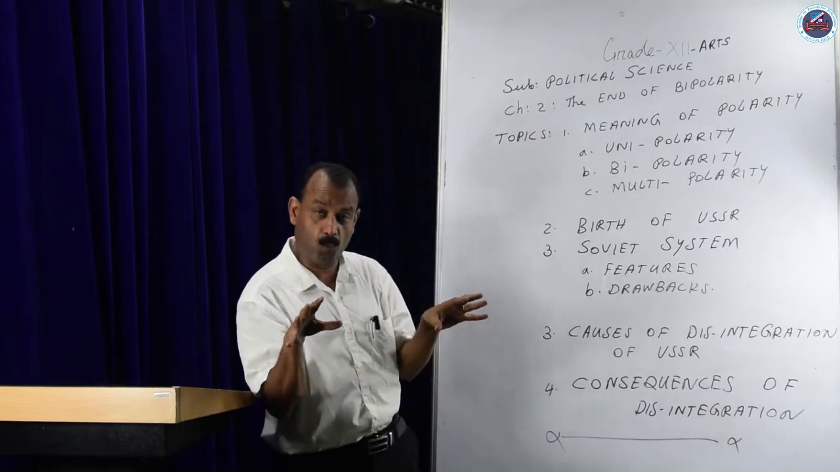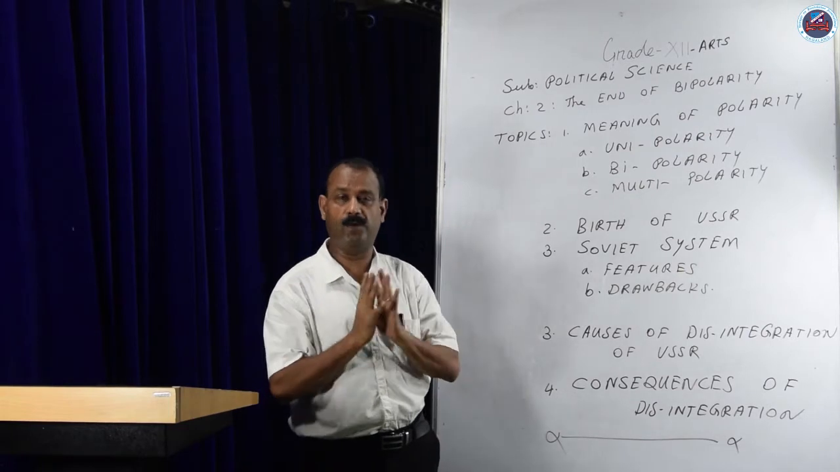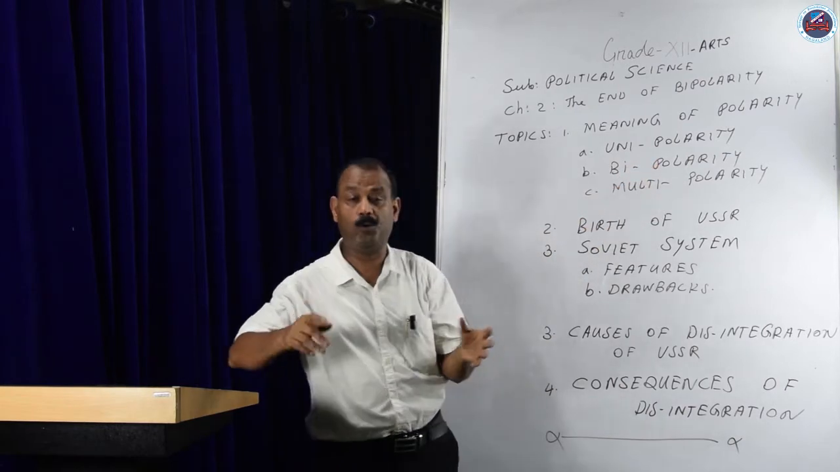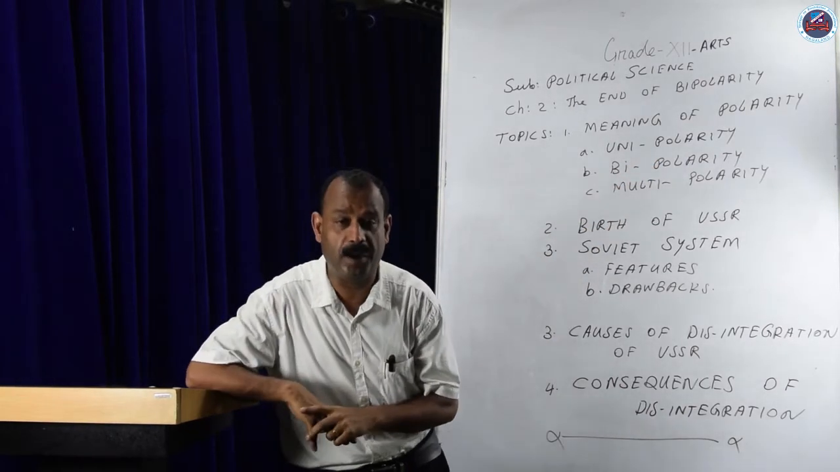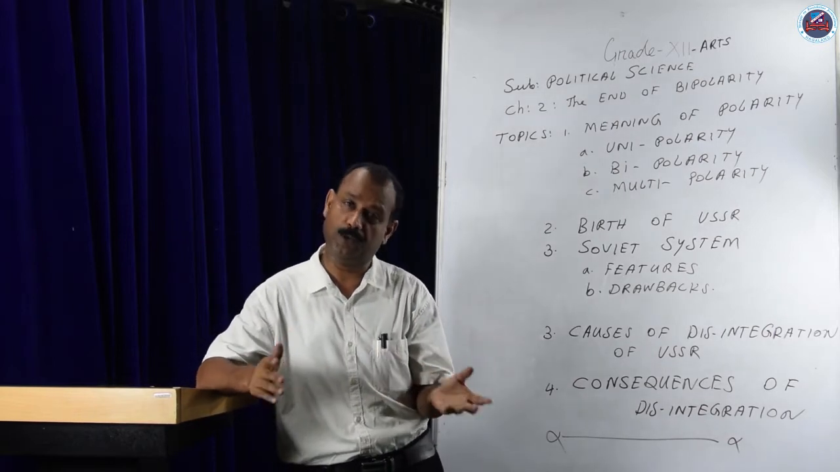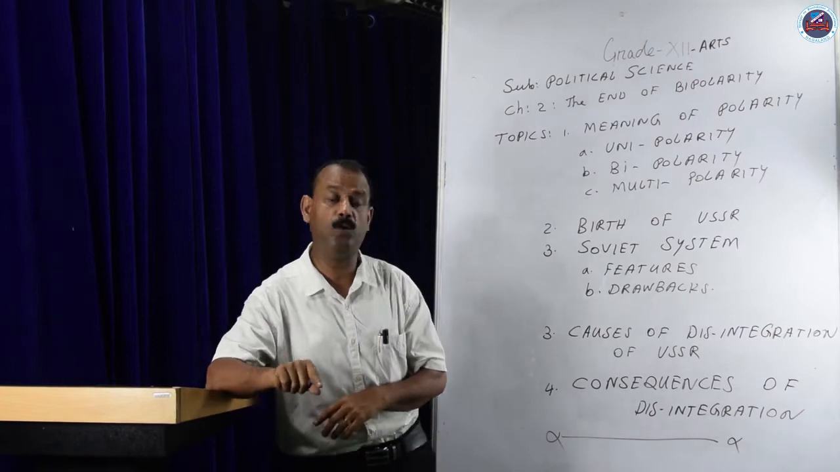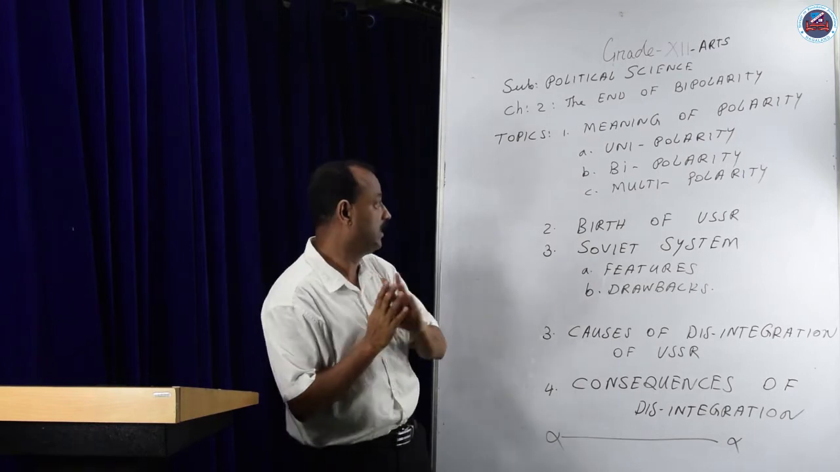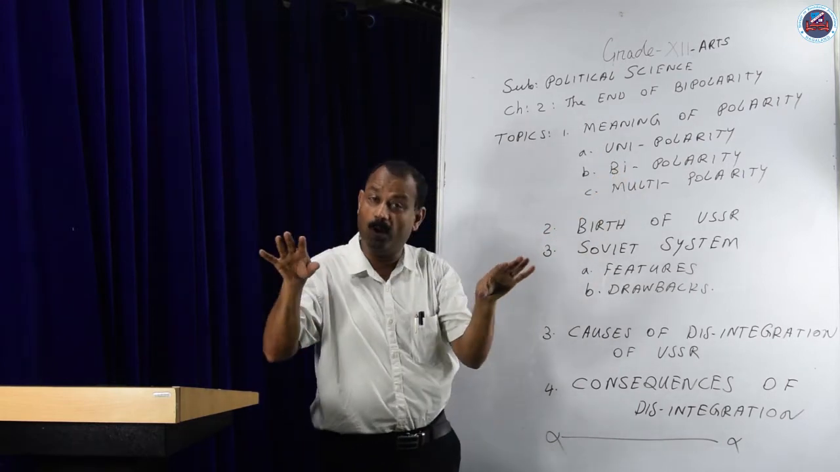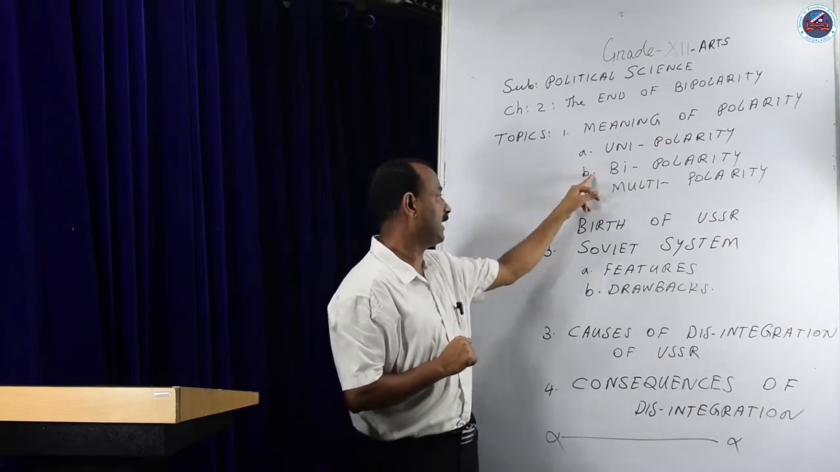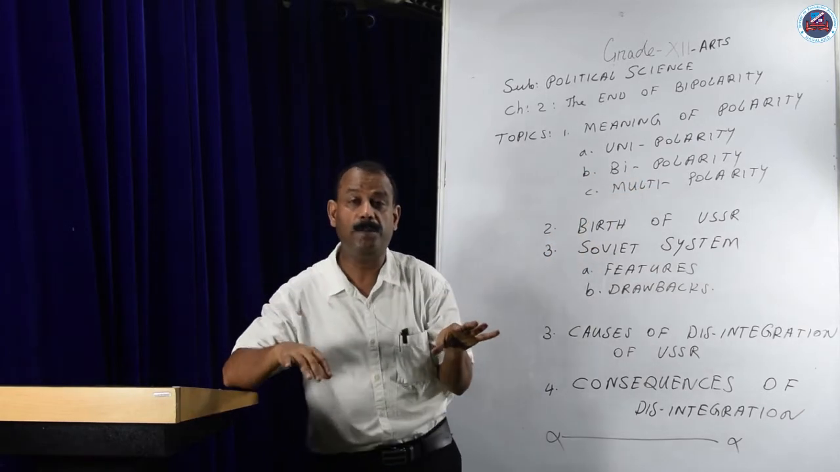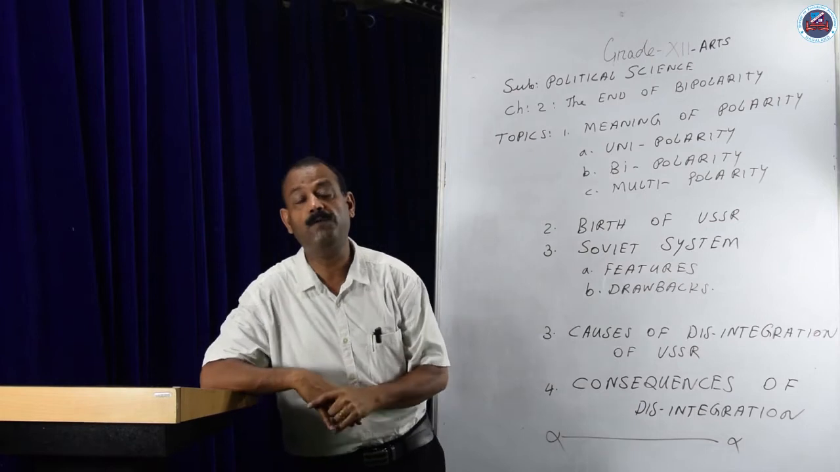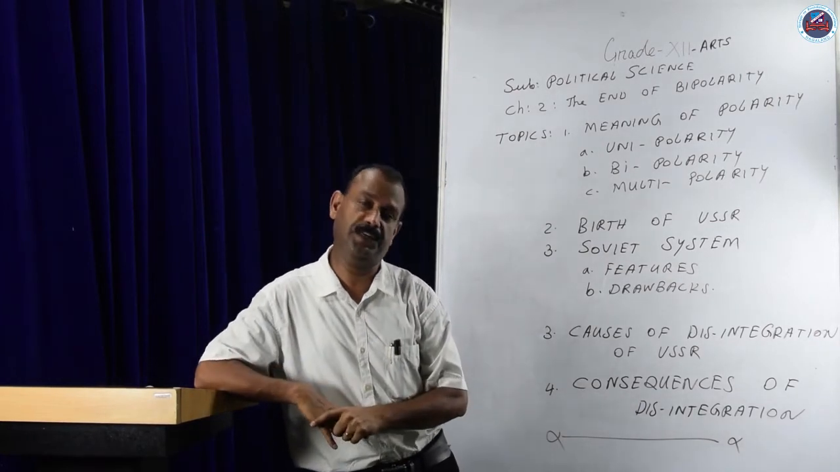And suppose the world is dominated by one powerful country, then it will be known as unipolarity. And suppose the world is dominated by more countries, more than two, three, four or five, then it will be known as multipolarity. So these are the three types of polarities. First is unipolarity, where the whole world will be dominated by one. Second is bipolarity, where the world will be dominated by two powerful states. And the third is multipolarity, where the world will be dominated by many powerful states.